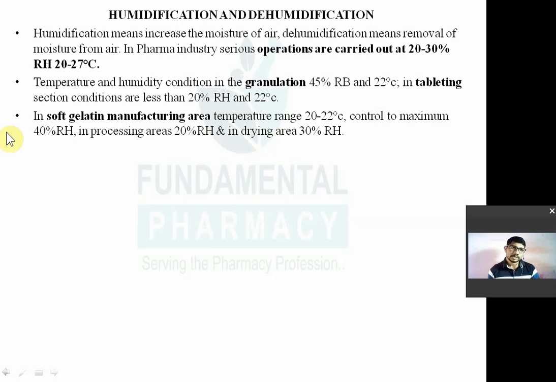तो in case of soft gelatin area, अगर आप soft gelatin का मैन्युफैक्चरिंग कर रहे हो तो वहाँ पे आपको ये कंट्रोल करना है. टेम्परेचर कितना है, 20 से लेके 22 डिग्री सेल्सियस टेम्परेचर मेंटेन करना है. एंड ह्यूमिडिटी कितना है 40%, नॉट मोर देन 40%. इससे ज़्यादा अगर ह्यूमिडिटी हो गया तो कैप्सूल विल स्टिक टू ईच अदर. इन द प्रोसेसिंग एरियाज, बाकी के प्रोसेसिंग एरिया में कितना होना चाहिए 20% रिलेटिव ह्यूमिडिटी. ओके, इन द ड्राइंग एरिया 30% होना चाहिए.